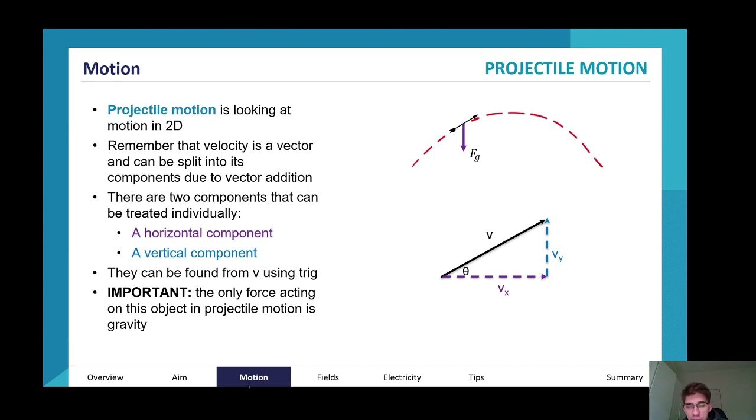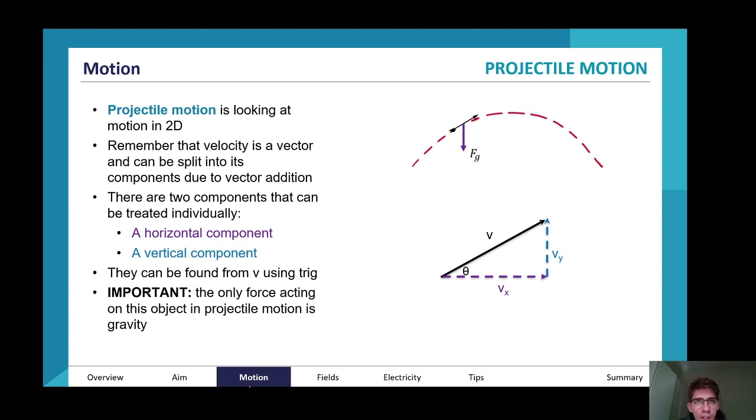The reason for that is that projectile motion is looking at motion in 2D, in two dimensions. And remember that velocity is also a vector, right? And it can be split into its components due to its vector addition nature. So there are two components that can be treated individually, a horizontal component of velocity and a vertical component of velocity. They can be found using trigonometry. And another important note is that the only force acting on this object in the projectile is gravity.